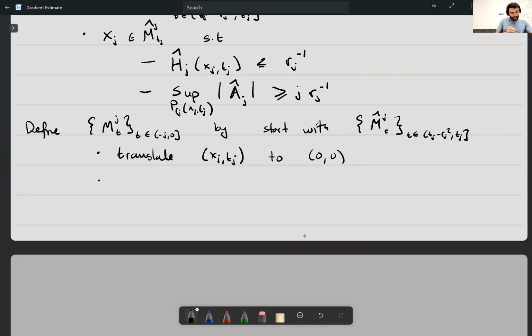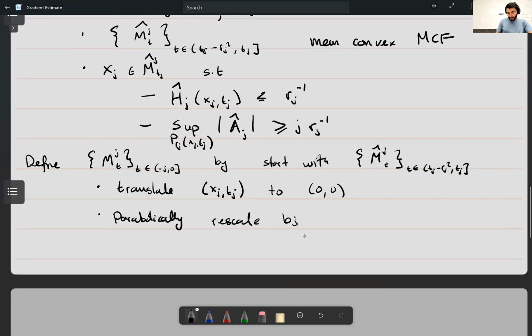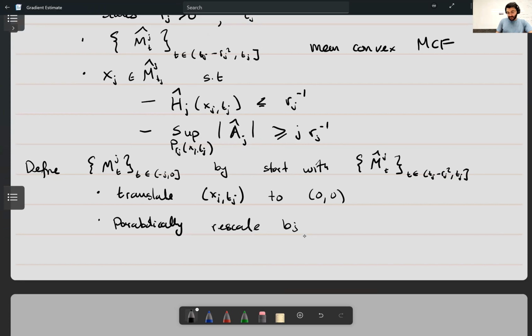Okay. Now, parabolically, we scale by... So I want to rescale by something that goes to infinity, but I also want to make sure that I don't also take the second fundamental form to 0, in order to get this contradiction I'm looking for. So I'm going to rescale by JRJ inverse. So the second fundamental form of this new surface, when I rescale by that, will always be greater than or equal to 1 in a parabolic ball.